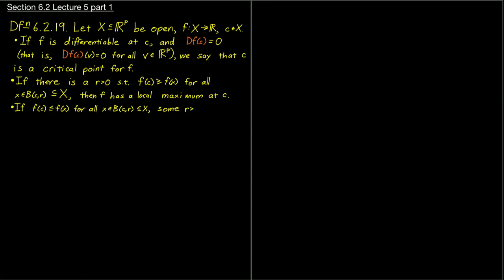If there's a positive radius such that f of C is less than f of X, then f has a local minimum at C. So far, this is very much like the case in one dimension, and the next theorem, theorem 6.2.20, is going to look an awful lot like the one-dimensional theorem.